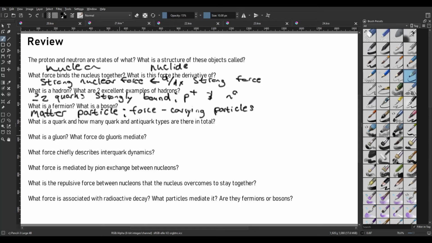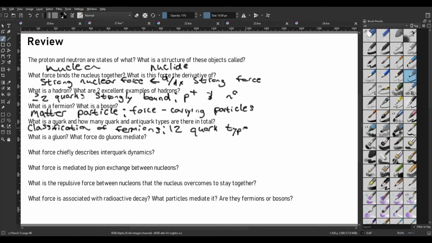What is a quark, and how many quark types and antiquark types are there in total? So a quark is one of the fundamental fermions. There are 6 types of quarks. There are 12 types of quarks total if we include antiquarks in there. So a quark is a classification of fermions. There are 12 different types of quarks if we include normal quarks and antiquarks.